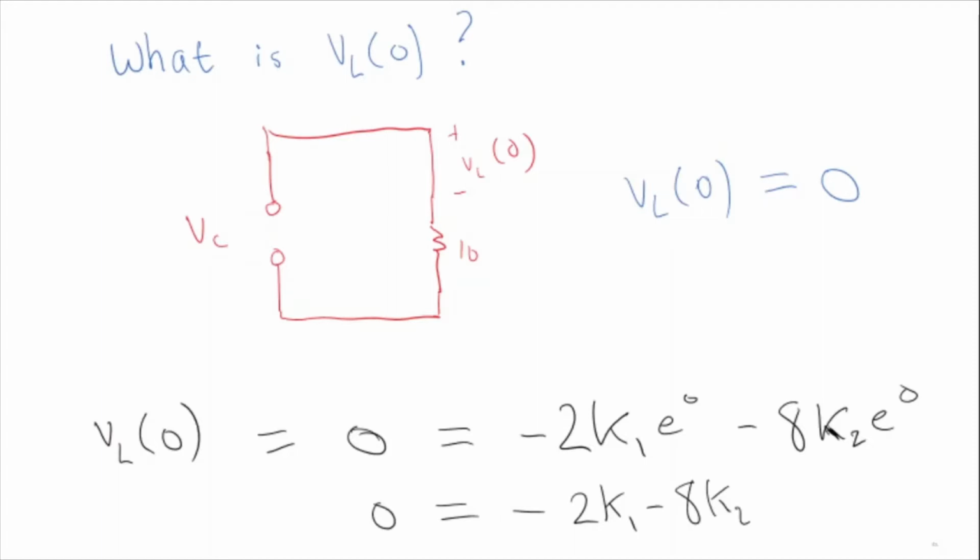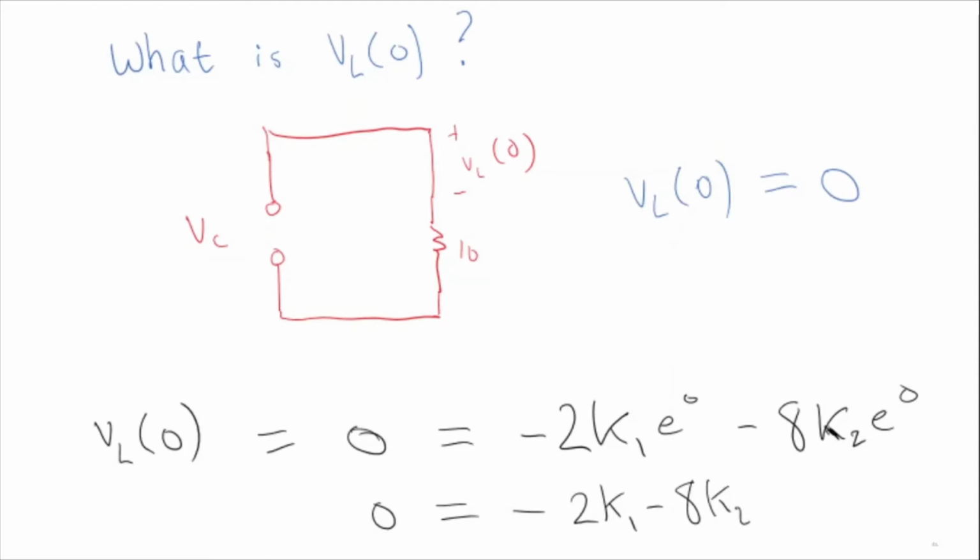But what is the initial VL? To find that, let's take another look at the circuit just after the switch is flipped. We know that the inductor is like a short right after the switch is flipped, and the voltage difference across a short is 0. Therefore, VL of 0 equals 0.